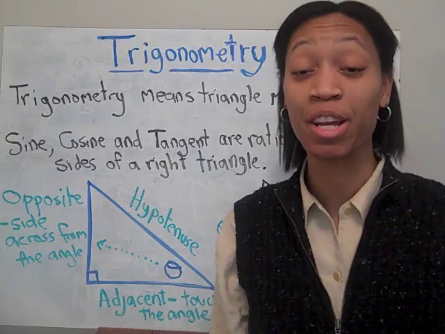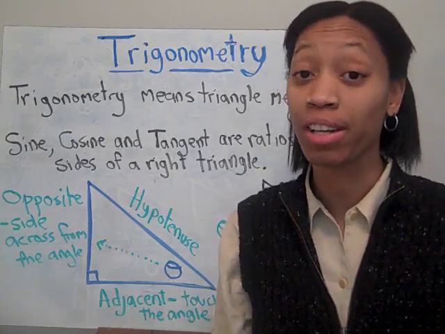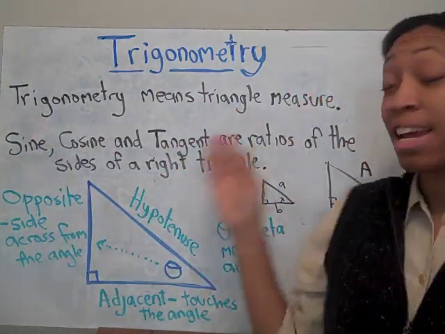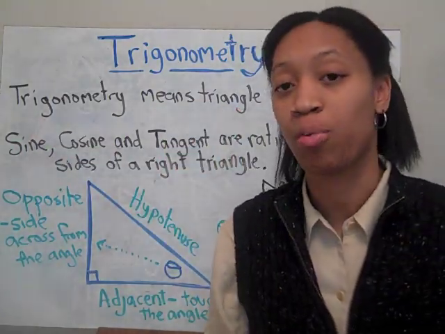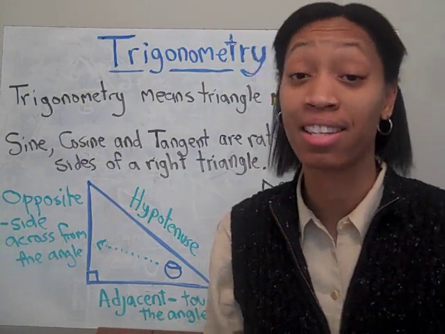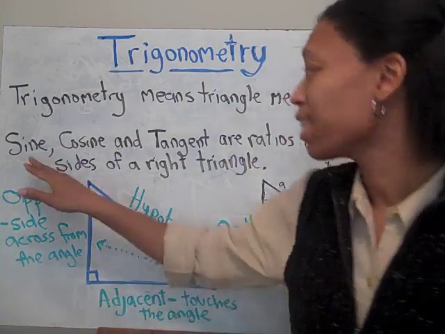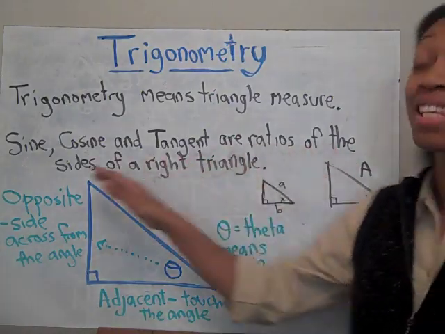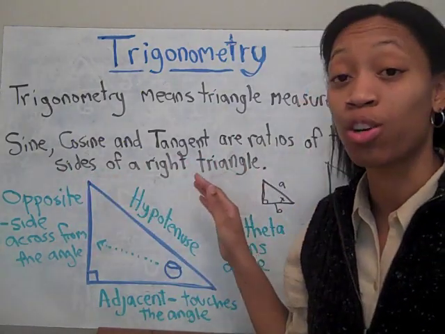Hello class, this video is about trigonometry. Trigonometry means triangle measure. And we're doing trigonometry whenever we talk about sine, cosine, and tangent ratios. Sine, cosine, and tangent are the ratios of the sides of a right triangle.